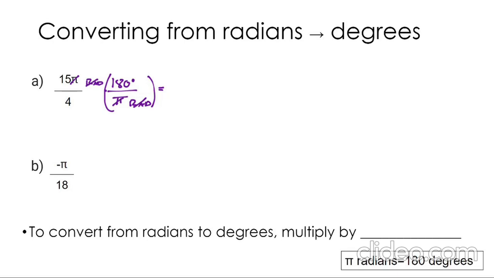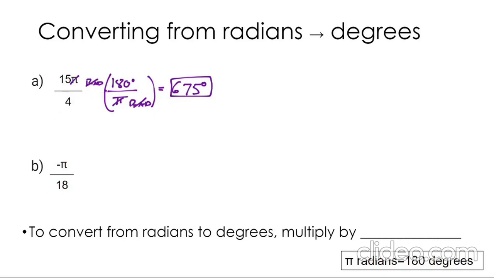And then we're just multiplying straight across. When you multiply straight across, 15 times 180 is 2,700. And 2,700 over 4 is going to give you 675 degrees. So that's how we convert 15 pi over 4 radians to degrees.